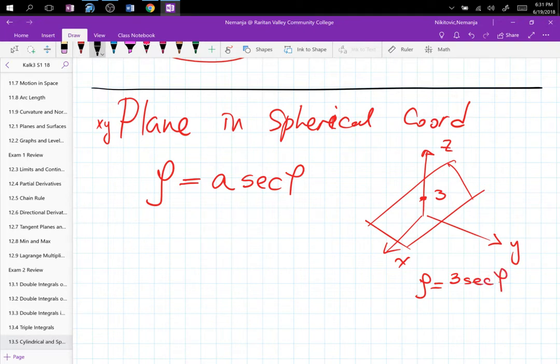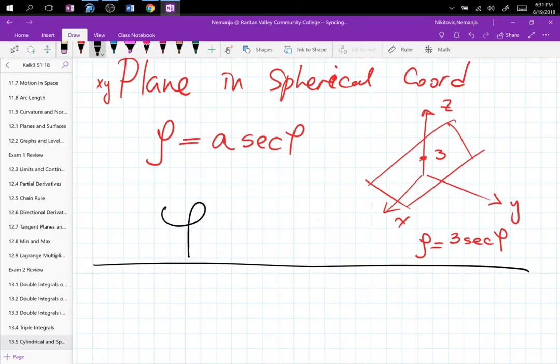Rho equals a secant phi. Just remember phi has a little curly bottom, not like the other symbol. It's phi, the R upside down.